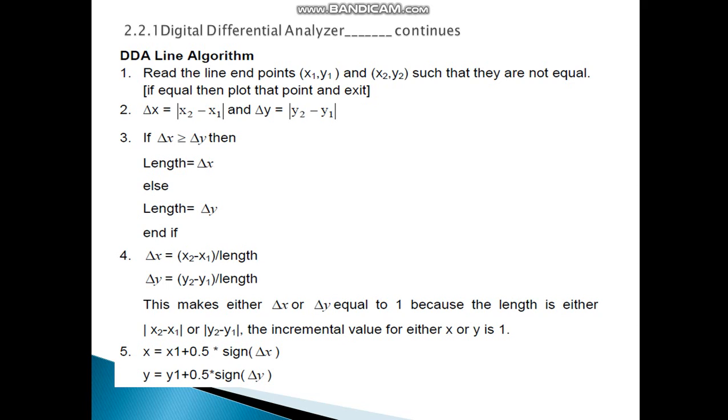Sign is a function. It returns -1 if delta x is less than 0 or delta y is less than 0, and returns 1 if delta x is greater than 0 or delta y is greater than 0. Then go to step 6, that is, put the pixel by successively incrementing x and y coordinates accordingly and complete the drawing of a line.